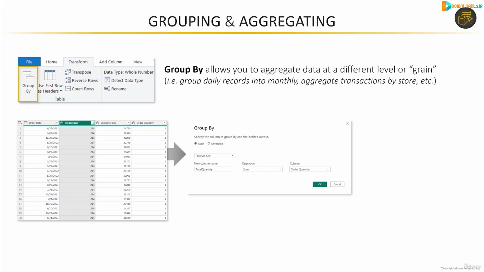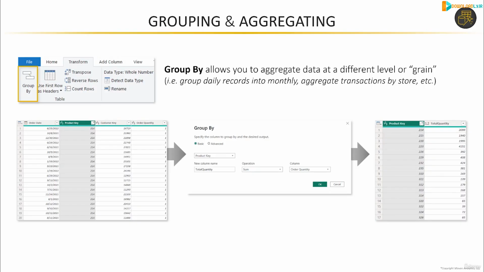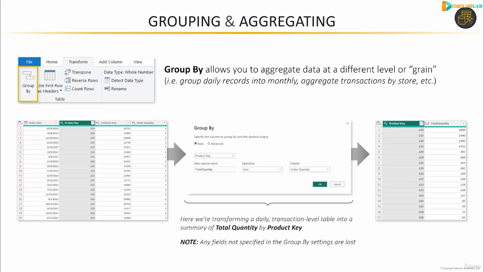When you do that compression or aggregation, how do we want to treat those order quantity values? Now, in this case, we're taking a simple sum, and we're going to end up with a table like this. Two columns, one containing unique distinct product keys, and the second containing the total quantity, or the sum of order quantity values associated with each product key. So to recap, what we've essentially done is transform a daily transaction level table into a summary of total quantity rolled up by product keys.